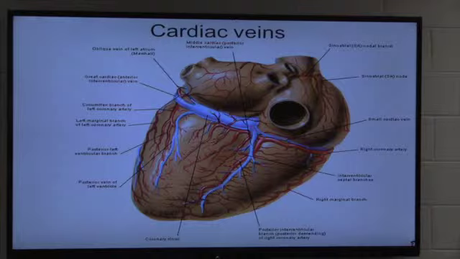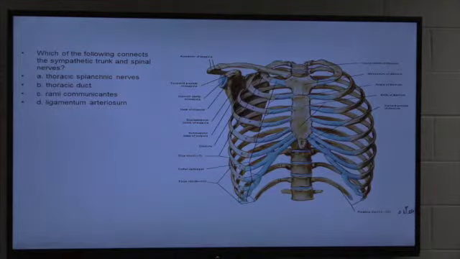Here's that right coronary in the coronary sulcus. It goes in the posterior interventricular sulcus between the left and the right ventricles and provides the main blood supply for the posterior part of the heart. It's going to anastomose with a circumflex branch, usually coming from the left side.